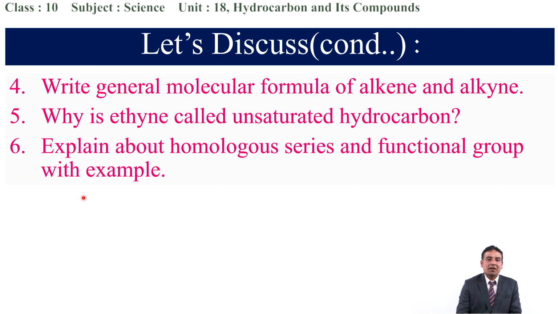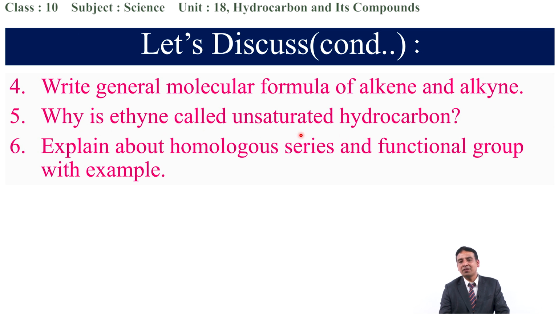Okay. Next question. Write the general molecular formula of alkene and alkyne. While writing the general molecular formula, according to our discussions, alkene has the general molecular formula CnH2n, as well as alkyne has the molecular formula CnH2n minus 2. These are the correct answers for the question. So please write the answer of this question number 5.